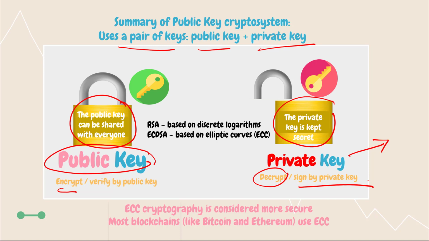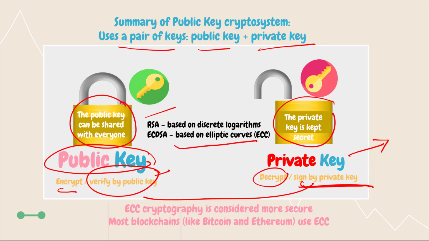Similarly, I can sign any document or any transaction using my private key, and it can be verified by my public key, which verifies that yes, the transaction is actually authorized by the holder of the private key. There are two major families of public key crypto systems. One is RSA, which we just discussed previously. It is based on the discrete logarithm problem. And there's another one, the elliptic curve digital signature algorithm, which is based on elliptic curve cryptography. We'll have a separate video on elliptic curves later on.